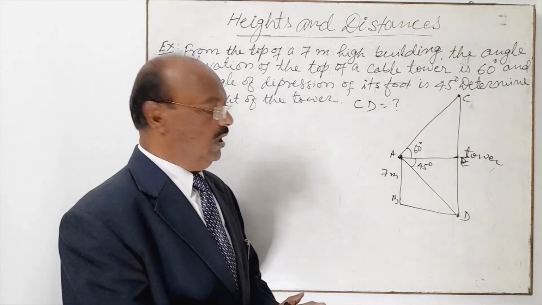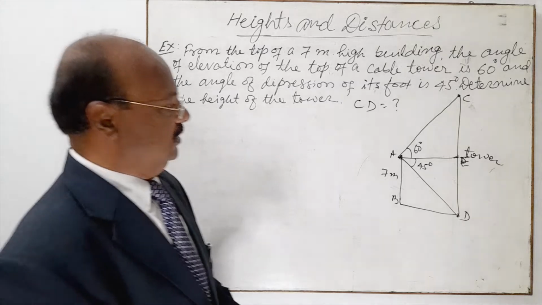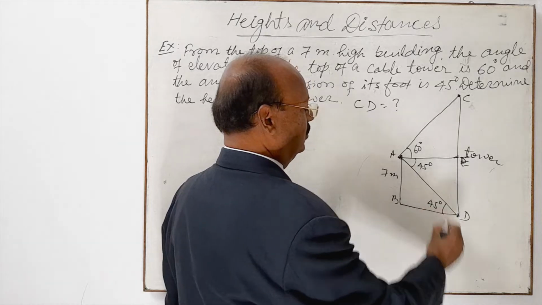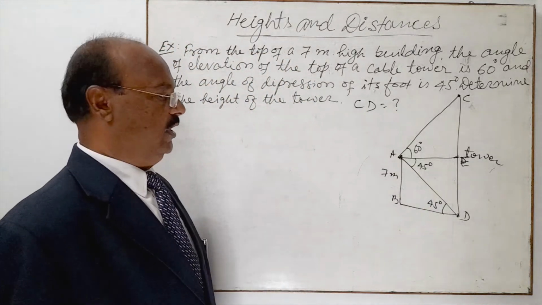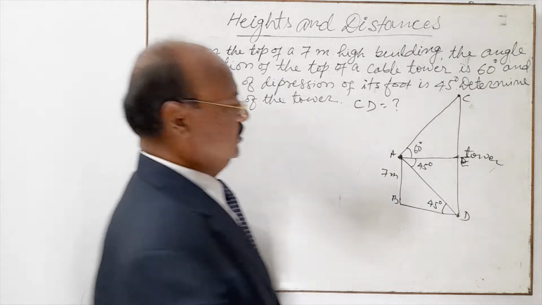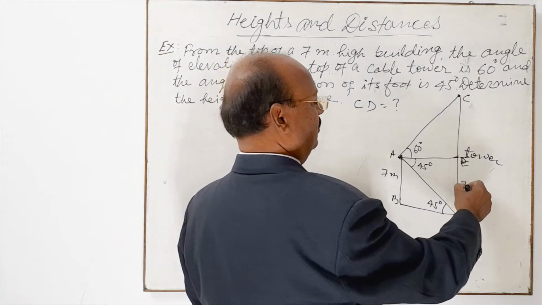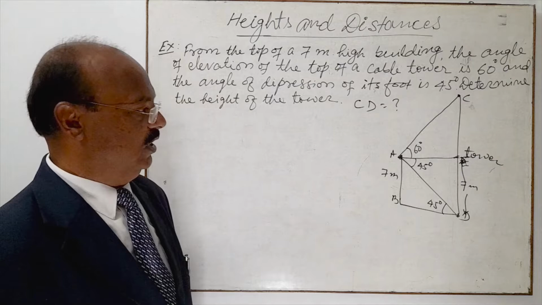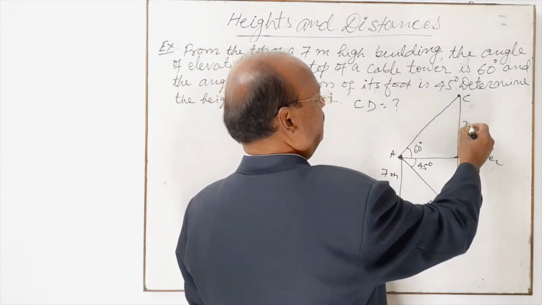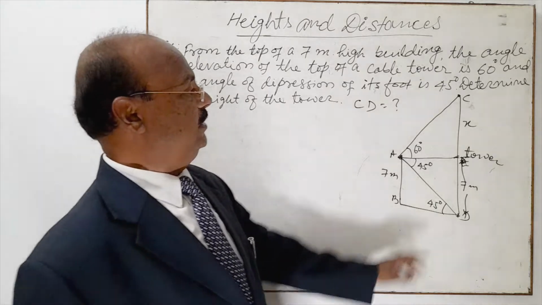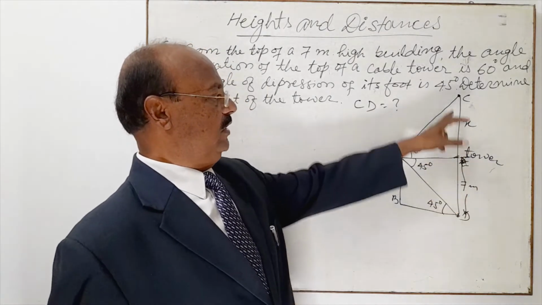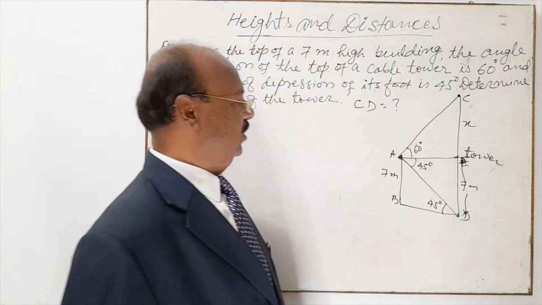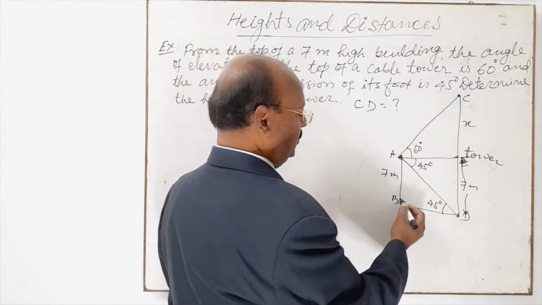So let us see how we will approach here. You see, alternate angles are equal. So this angle will be also 45 degree. Correct? AB is 7 meter. So the opposite side of this rectangle, DE, will be also 7 meter. This distance is 7 meter. And suppose CE is X. So we will try here to get X plus 7, which will give the answer, the height of the tower, I mean CD. Correct? So this is a right angle.